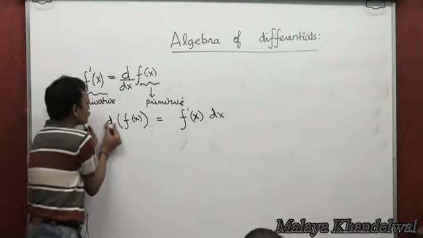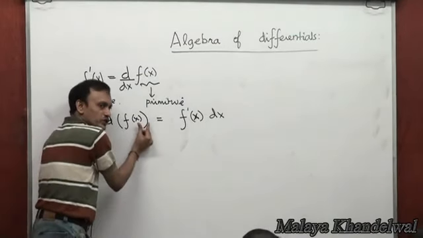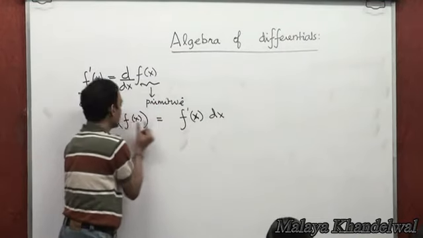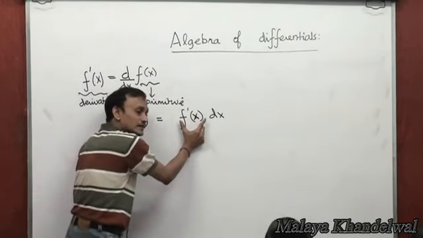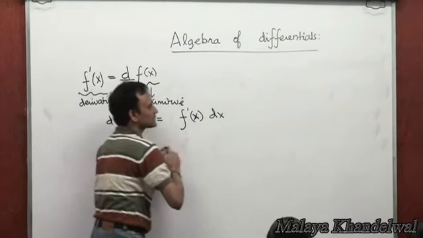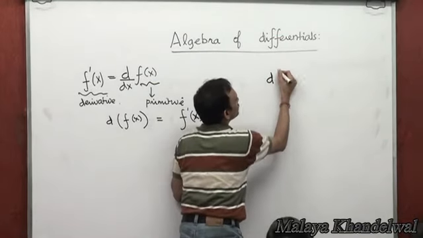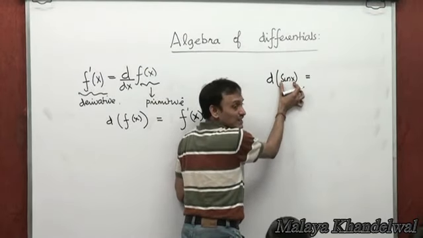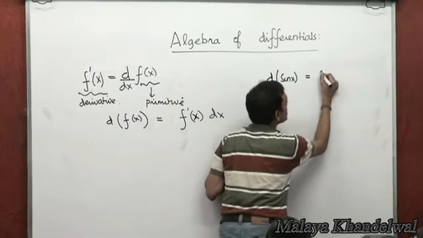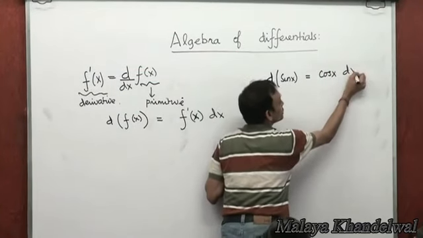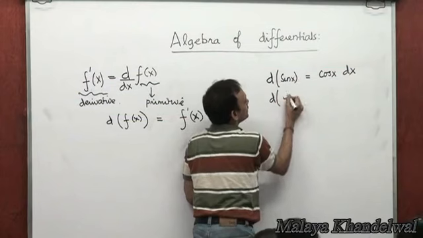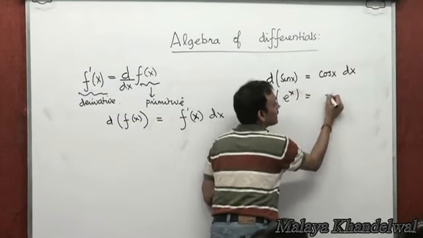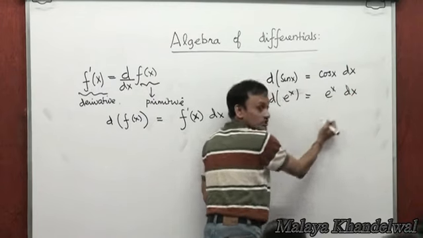So whenever you have to say d of something, that's going to be the derivative of that thing into dx. If I say d of f(x), it's going to be the derivative of that thing into dx. For example, if I have to say d of sin x, then the derivative of sin x with respect to x is cos x. So I can say that that's equal to cos x into dx. D of e power x is going to be the derivative of e power x, which is e power x into dx.